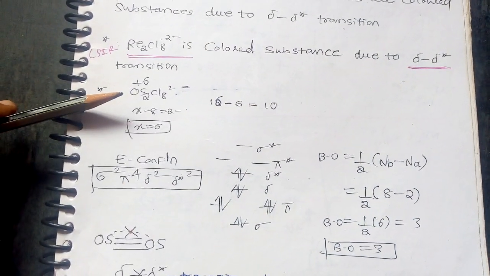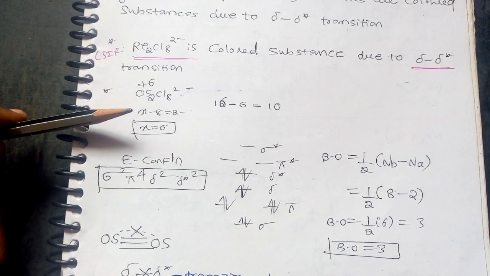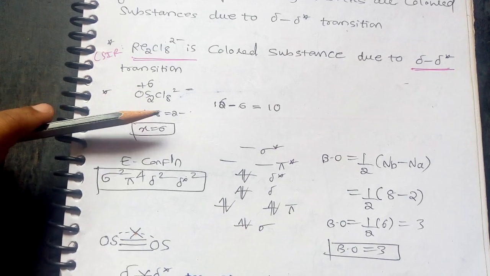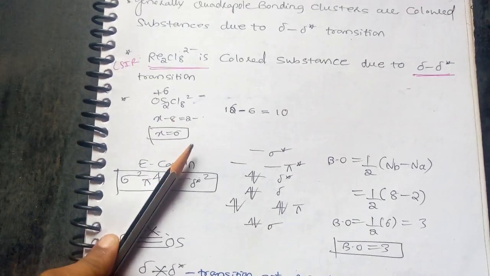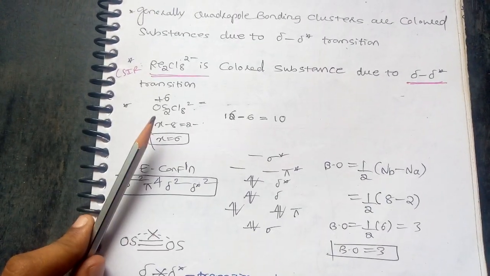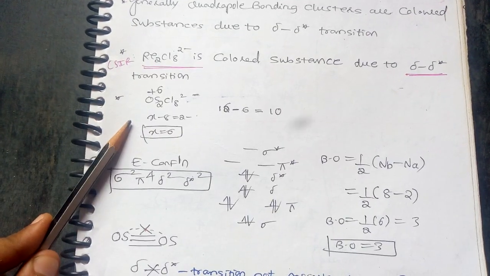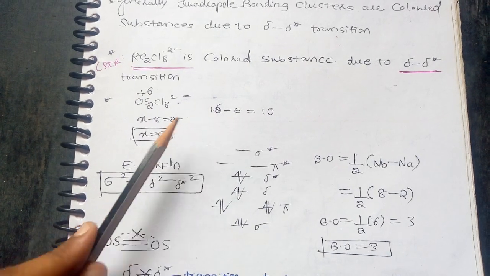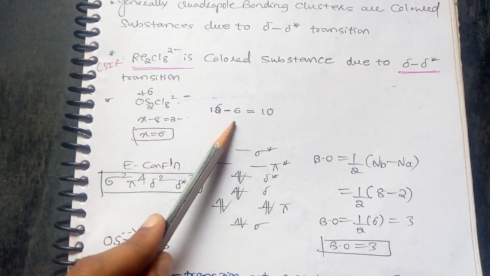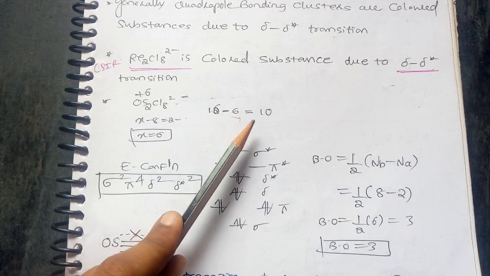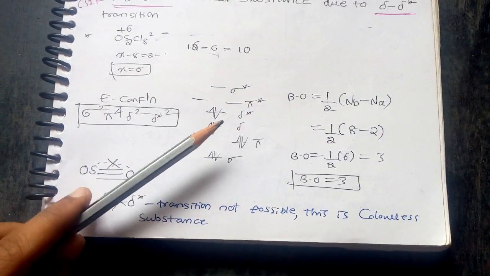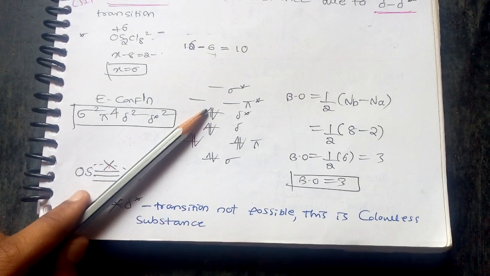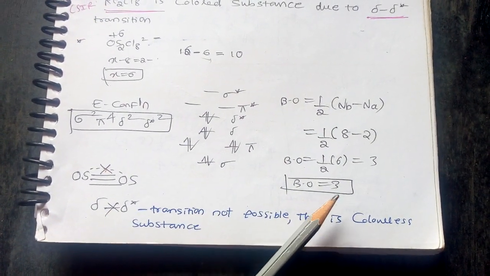Similarly for Os2Cl8 2 minus, osmium to osmium, if you take it as 2x minus 8 is equal to minus 2. Here osmium comes under the iron series: iron, ruthenium, osmium. Valence electrons are 8. 8 into 2 means 16, minus this 6 we have to subtract. 16 minus 6 is 10, so we have to fill 10 electrons. Here 8 electrons are filled in bonding molecular orbitals and 2 electrons are filled in antibonding. So on calculating, we get bond order 3.